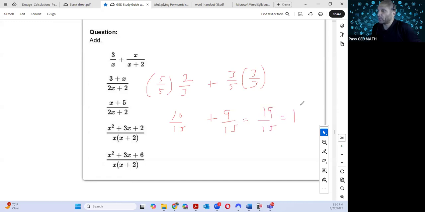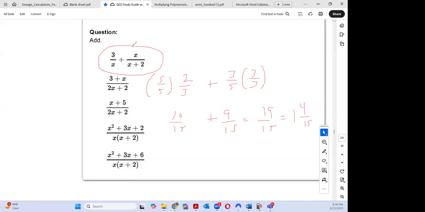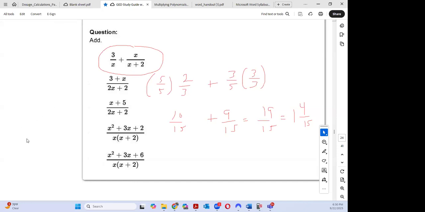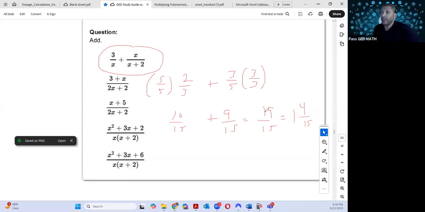19/15, which is 1 and 4/15. But that's computation. That's using numbers. That's using fractions. This is using variables. It's the same process. Everybody understand that? 19 over 15, Mr. Tinsley. So 15 going into 19 one time. How many do you have left over? 4. Yeah, same denominator. Yes.